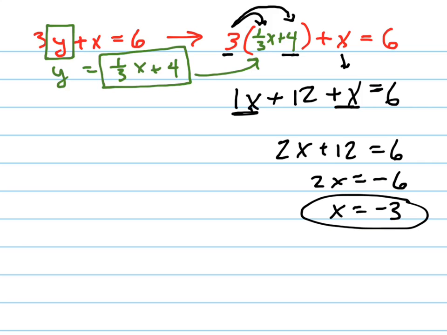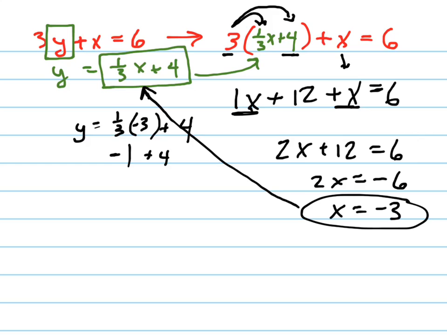What's my y coordinate? Plug it in. Y equals 1/3 times, I'm plugging negative 3 in for x to that second equation, and I'm going to solve for y. What's 1/3 times negative 3? Negative 1. What's negative 1 plus 4? Positive 3. So my point is negative 3 comma positive 3.